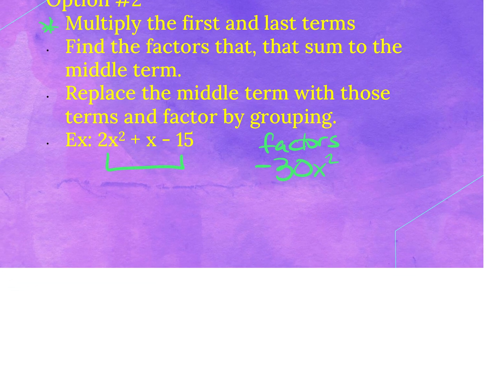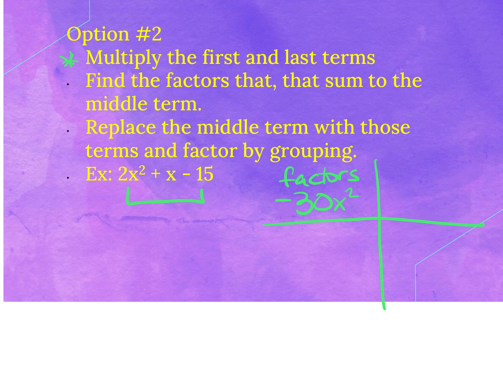And then I need to figure out of these factors, which one is going to sum to the middle term. So I'm looking for which ones are going to add to give me a 1x. Then I'm going to replace the middle term with those two factors I found and turn it into a 4-term polynomial and factor by grouping. So here we go.